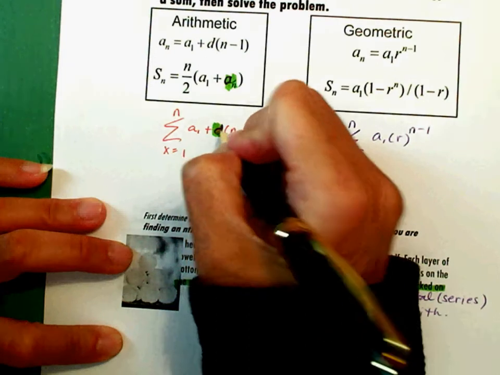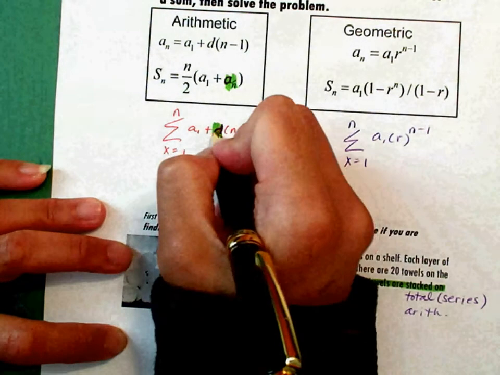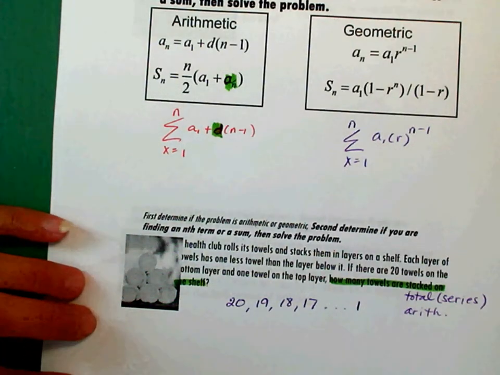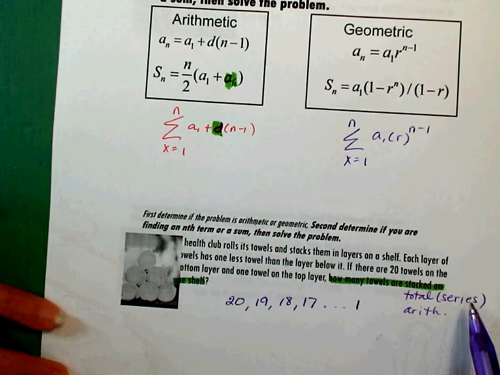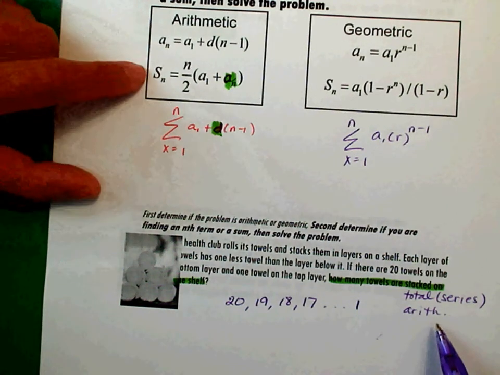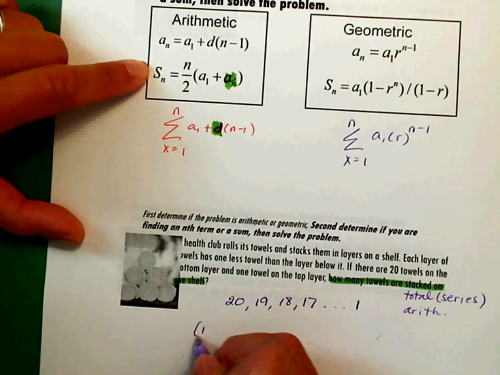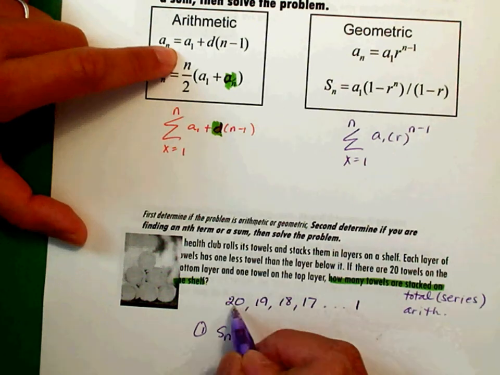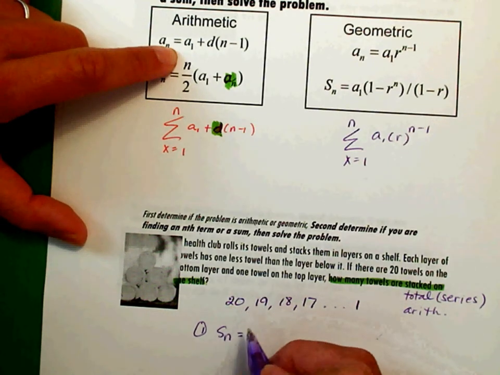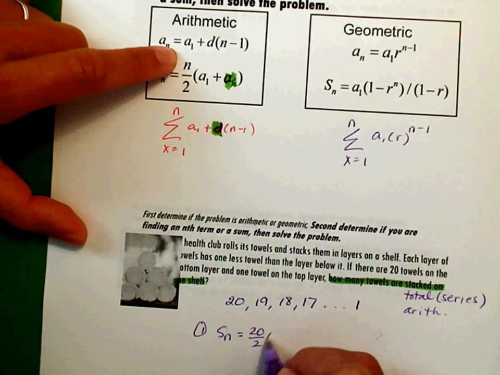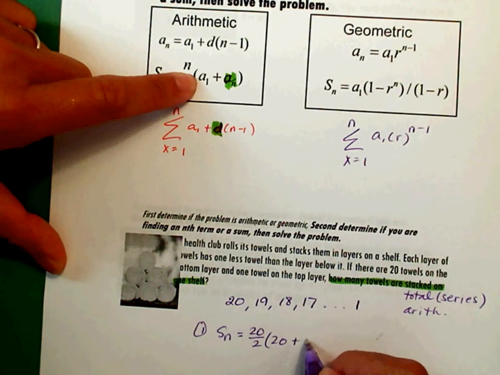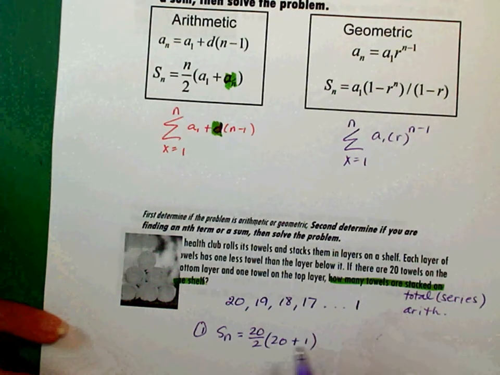So you can see a little bit better. That's a D. I should have used my yellow one. All right, here we go. So I'm looking for a total. I'm using arithmetic. I'm going to use this first one here. S sub n equals n. Well, how many n's do you have? Well, you 20, 19, 18, so your n is actually 20 divided by 2. Your first term is 20, and your last term is 1, okay? Plus 1.